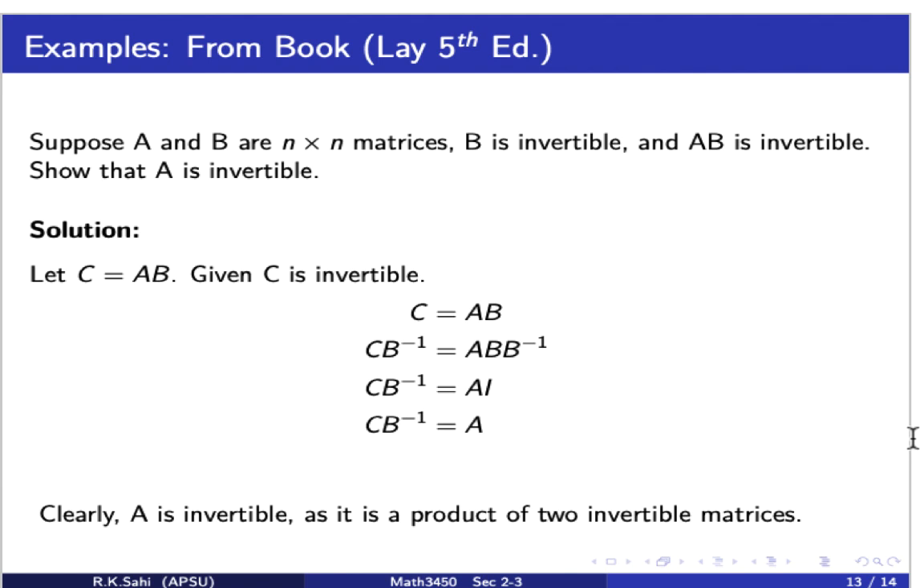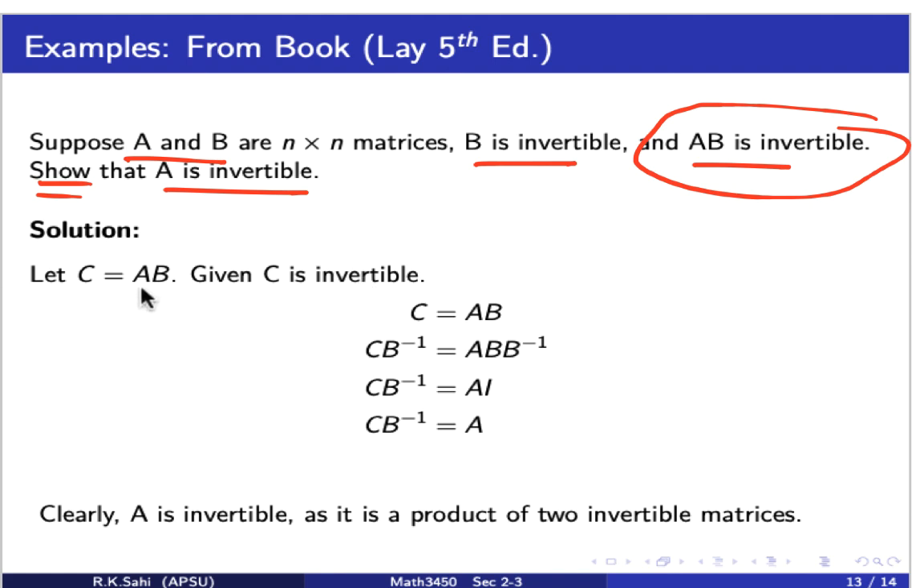We have two matrices of size n by n, say they are A and B, and B is invertible and the product AB is invertible. We have to show that the matrix A is invertible. Okay, let's look at this one. We are given that AB is invertible. Let C be equal to this. Now, C is equal to AB.